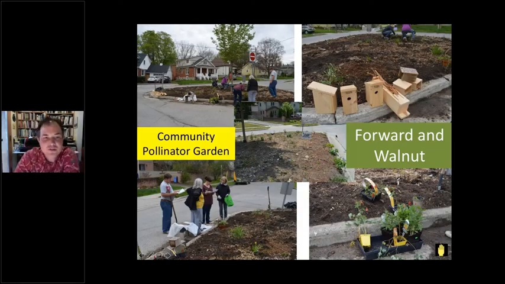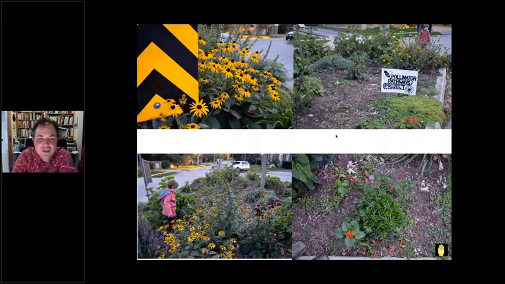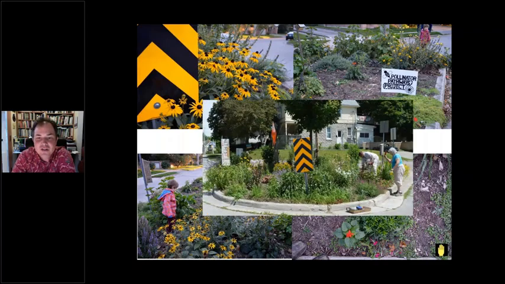So I'll just quickly go through that. You can see some pictures of how we took over this traffic median. So there's some ideas there. If you have right-of-ways in your neighborhood, you can adopt the street and plant a pollinator garden. So here's some pictures.